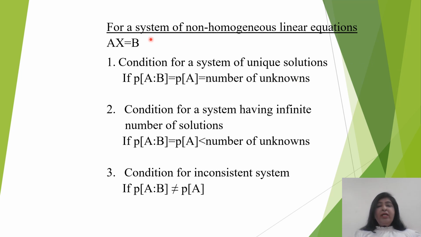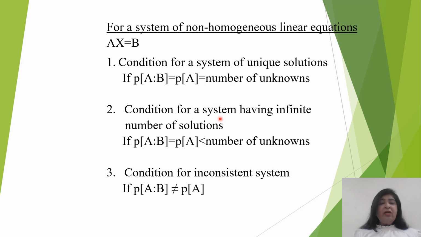Now, for a system of non-homogeneous linear equations AX = B, what are the conditions when the system has a unique solution, infinite solutions or no solution? The condition for the unique solution is that the rank of the augmented matrix is equal to the rank of A, which should be equal to the number of unknowns. The unknowns are x1, x2, x3. If all these three are equal, then we say that the system has a unique solution.